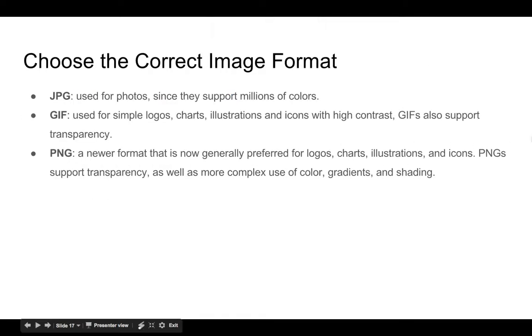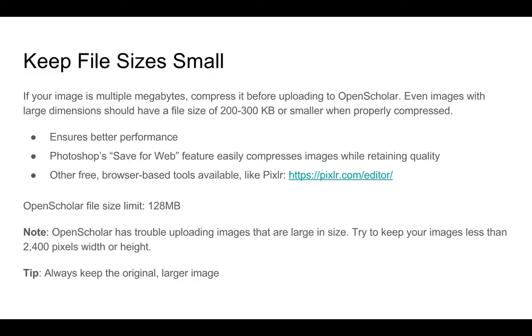So choosing the correct image format, JPEG is what I prefer to use with photographs. It supports millions of colors, so that's always a safe bet. You can also use GIFs as well, but I tend to default to those just for animations. They're really good with that. They also support transparency as well, but I think JPEGs come out looking a little bit better. PNGs are a newer format, and I use these a lot for icons and logos, things like that. They're great to work with in Photoshop or another image editor. So yeah, I use those for icons especially.